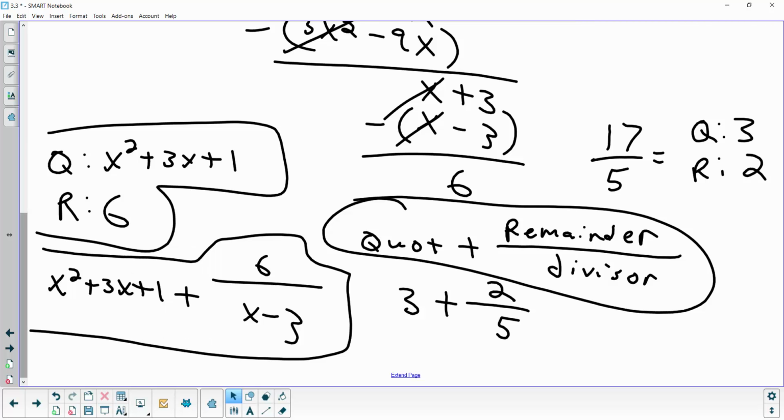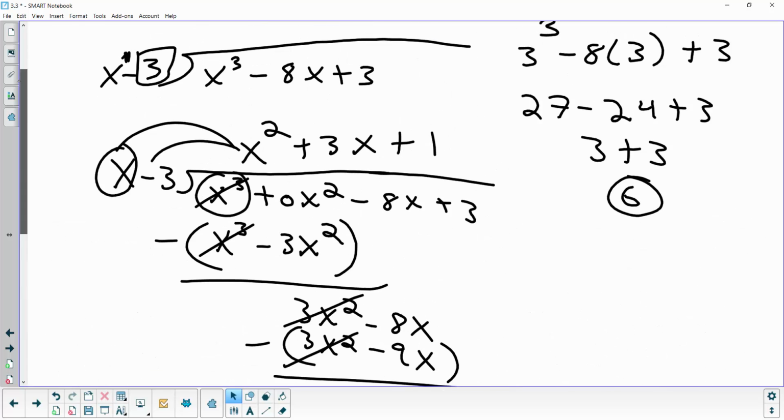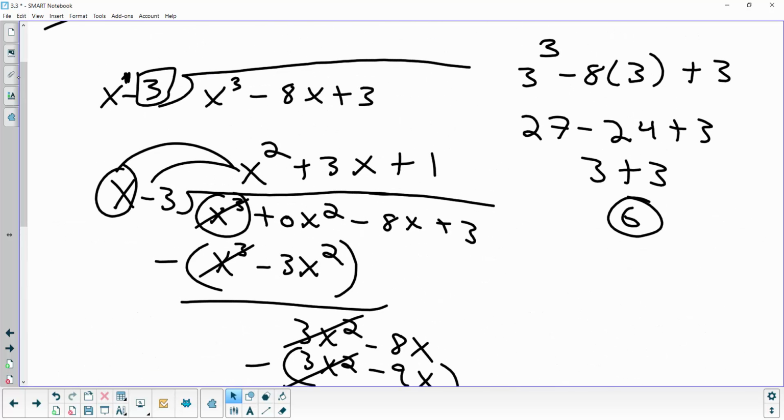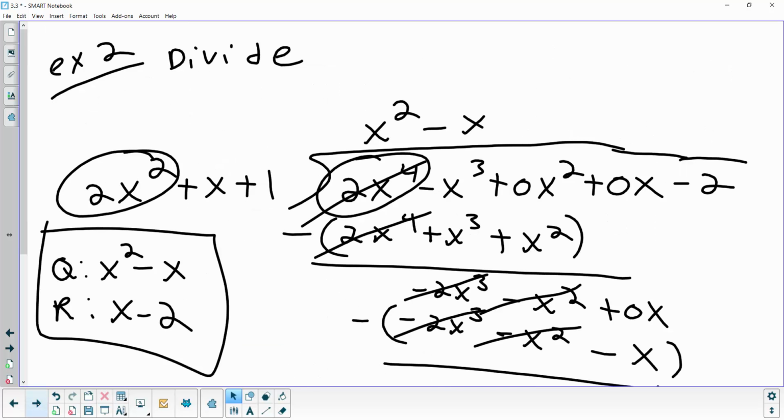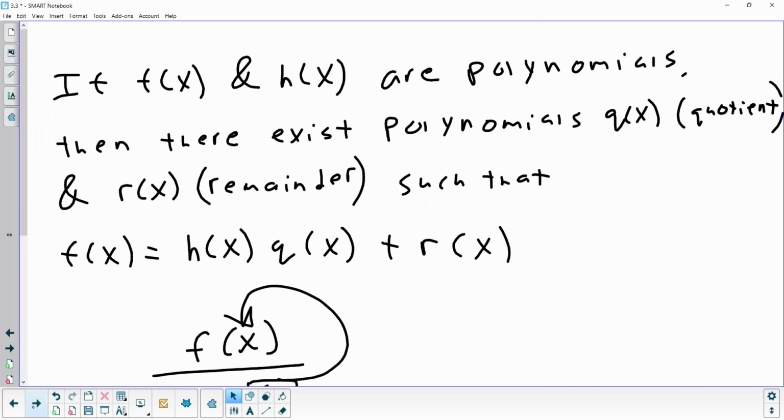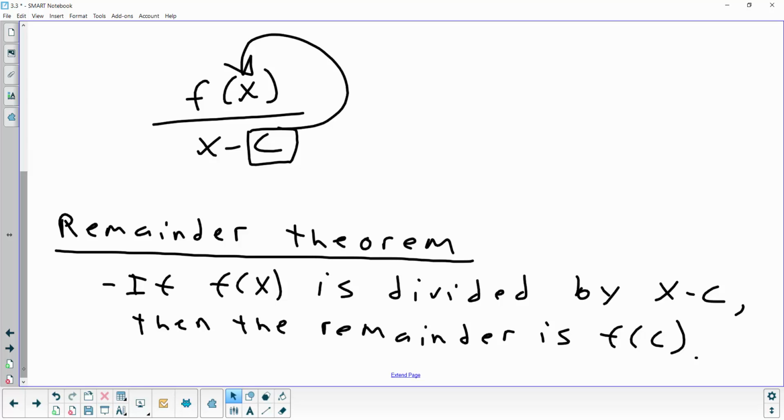So what we just did is a quick way to find the remainder. But it only works if you have x minus a number. If you want to find the quotient, this little trick doesn't do anything for you at all. You have to go through and do the process out. If you're dividing by something more complicated, like something squared, the trick doesn't help you here either. So it only works for x minus a number. And that's called the remainder theorem.